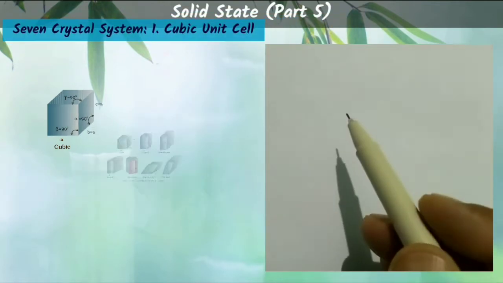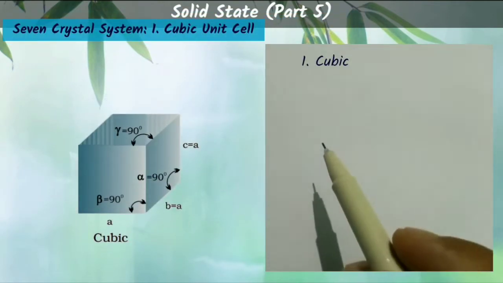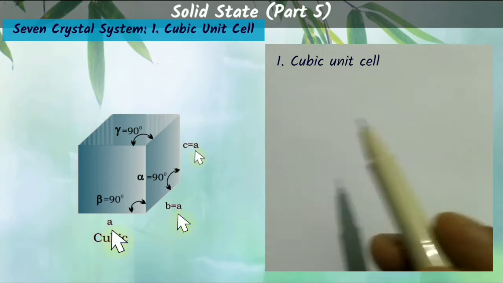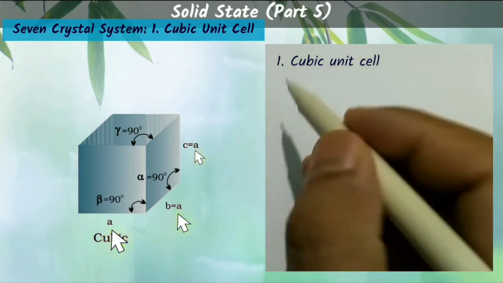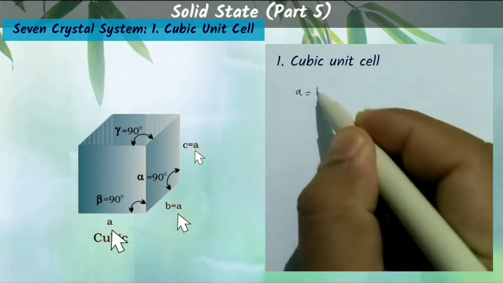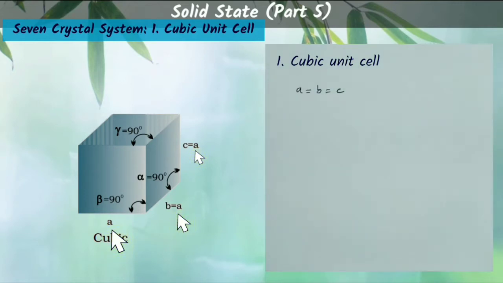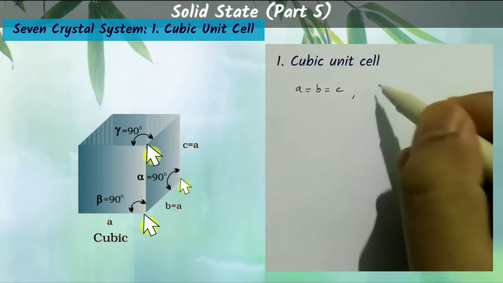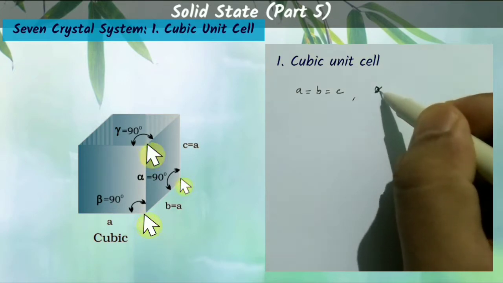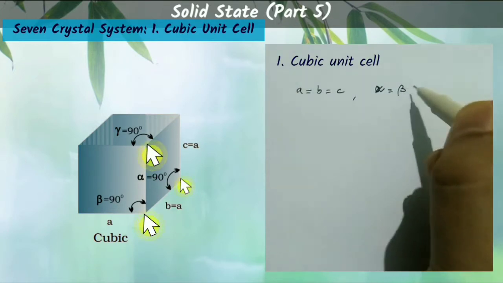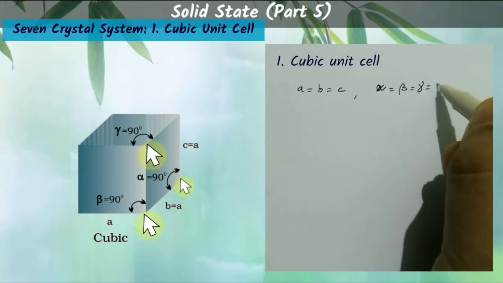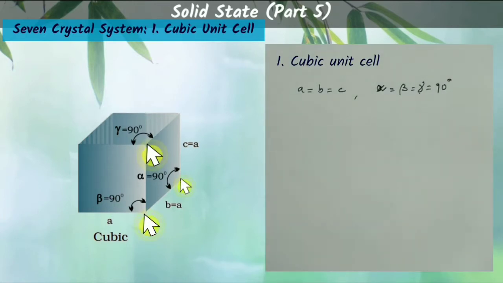For the cubic unit cell, we already know that all the edges are equal. That means we can write a is equal to b is equal to c, and also the angles alpha is equal to beta is equal to gamma is equal to 90 degrees for this unit cell.